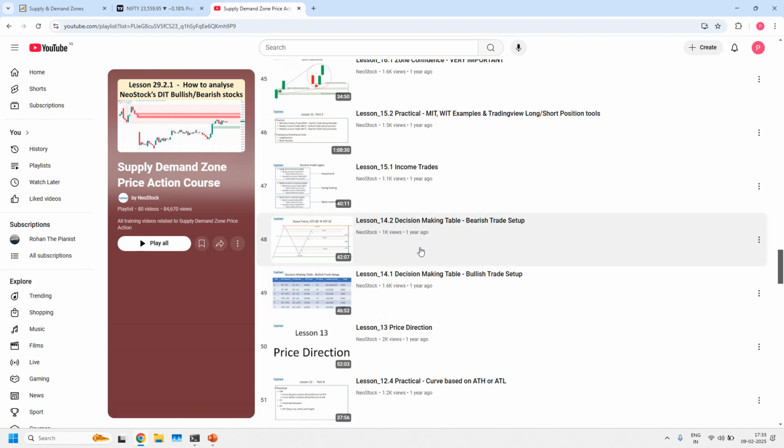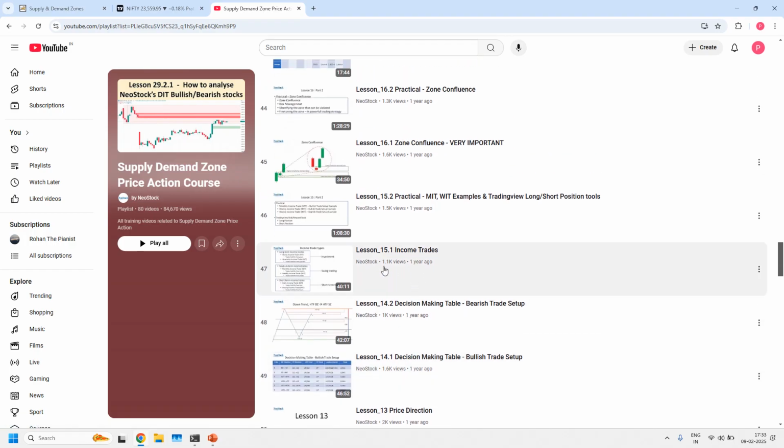So once you complete lesson 14, you will understand the main usage of our software generated bullish and bearish trade setups. But still, from a trading decision point of view, you should complete income trades, because here I explained about different income trades. So DIT, daily income trade, hourly income trade, weekly income trade, monthly income trade, everything. The logic behind selecting the time frames in different time frames I explained.